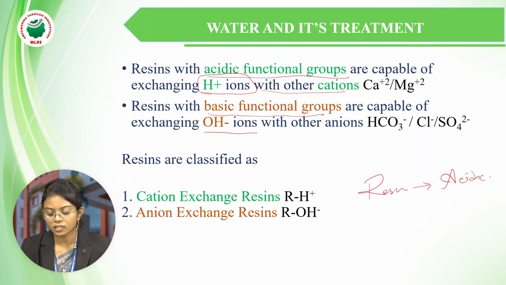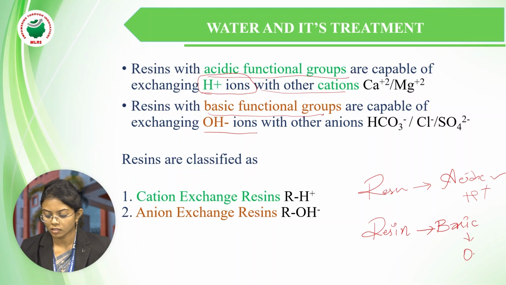So the resin with the acidic group will exchange the H plus ions, and the resin with basic group will exchange the OH minus ions. And now these resins are classified as cation exchange resin, that is RH plus, and anion exchange resin, ROH minus. So we have two types of resins. One is cation exchange resin and the second one is anion exchange resin.